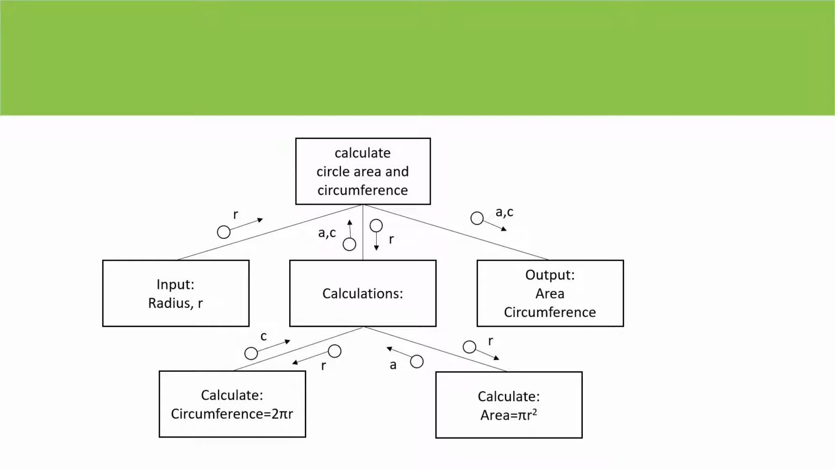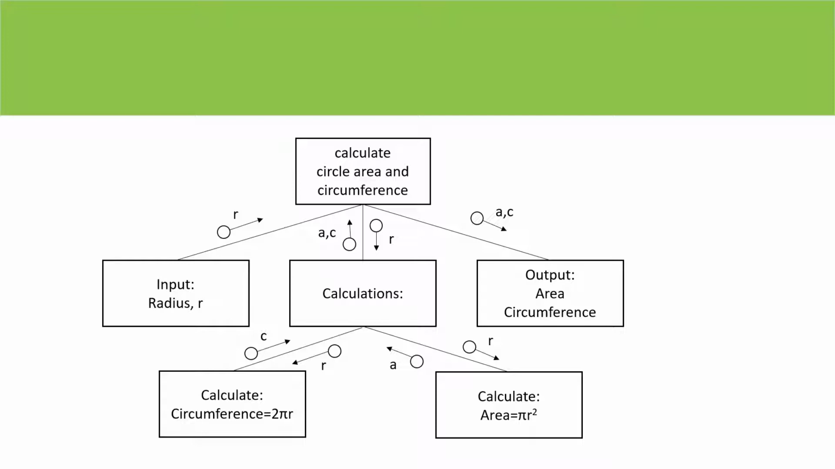So let's apply some of these elements to our structure chart. You can see now we've got lots of flows of values and data. We input our radius, and let's give it a variable name, r. It gets inputted into our program, and then it allows us to perform calculations when we pass the value back into the calculations module.